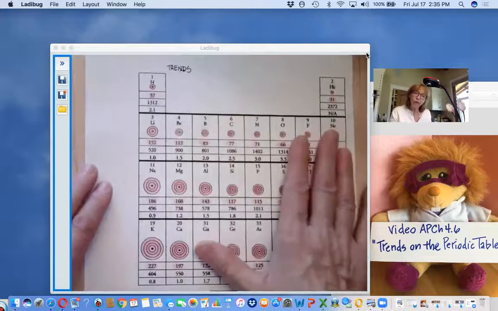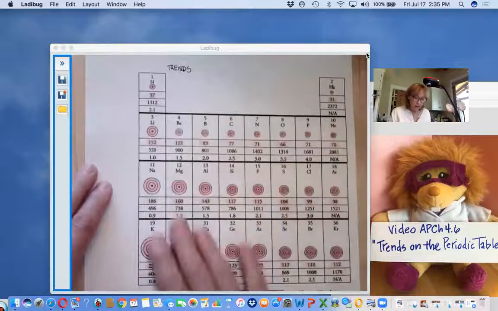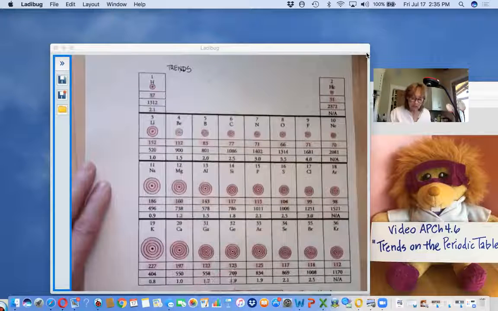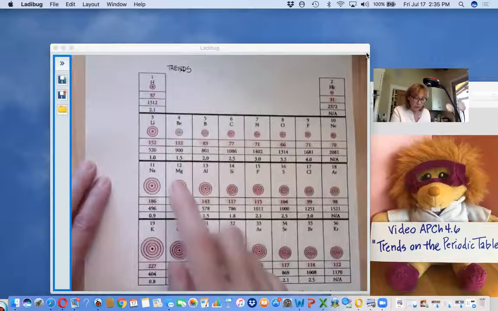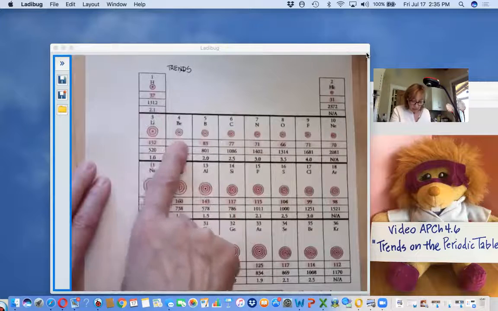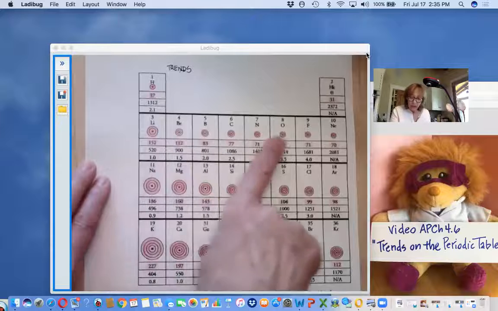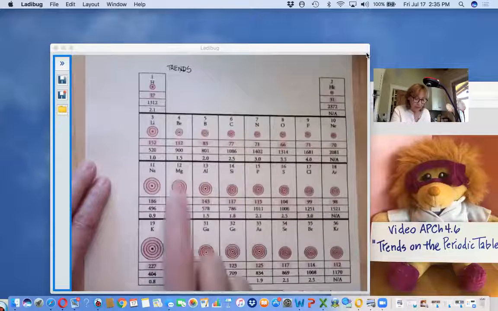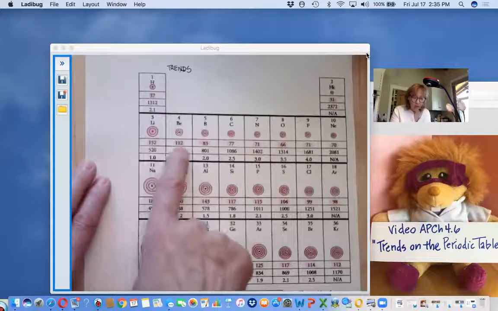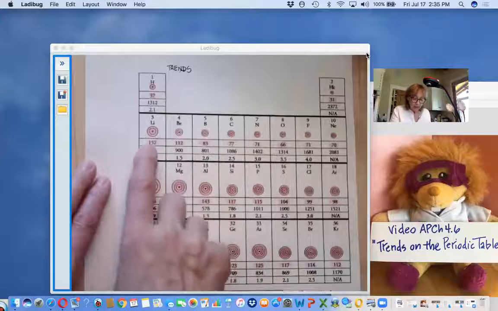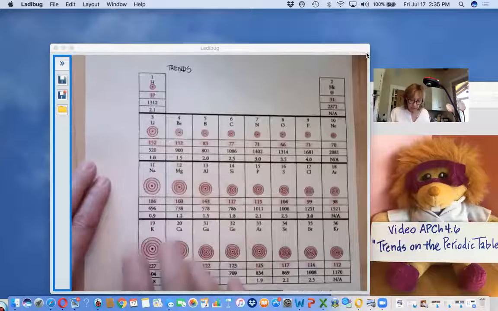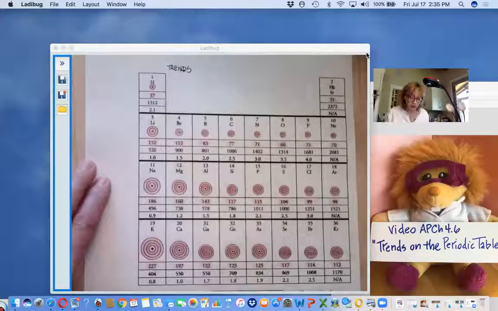So hopefully you've had a chance to print off this template, and what I'd like you to do today is get two colored pencils, and with one of your colored pencils, I want you to fill in the electron shell diagram for each of these atoms, and in that same color, just highlight these numbers right under the shell diagram, which is the atomic radius for each atom.